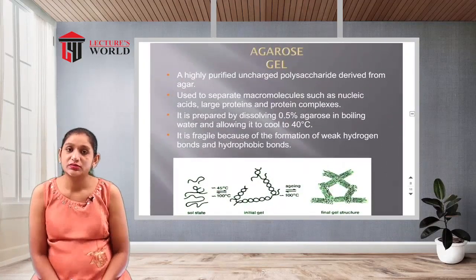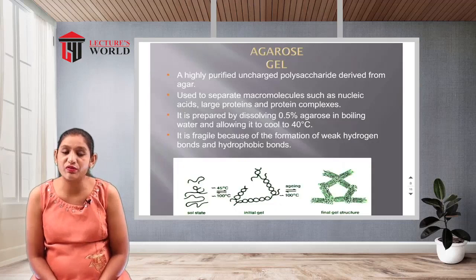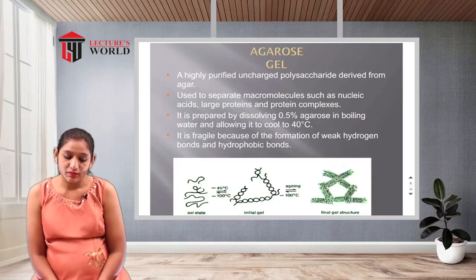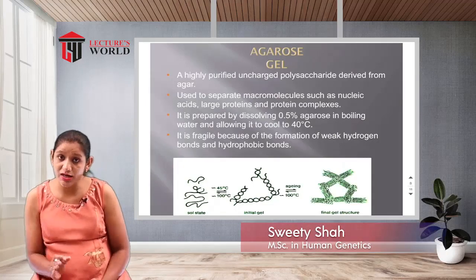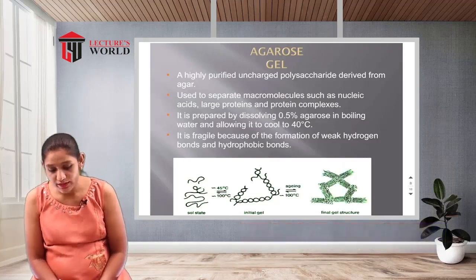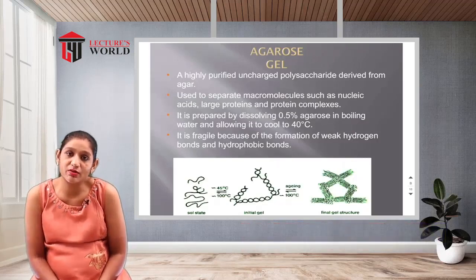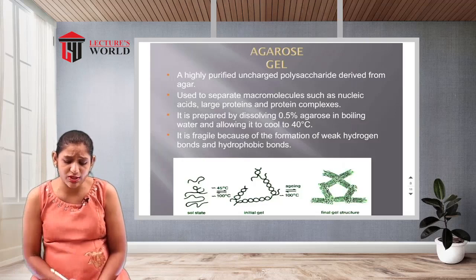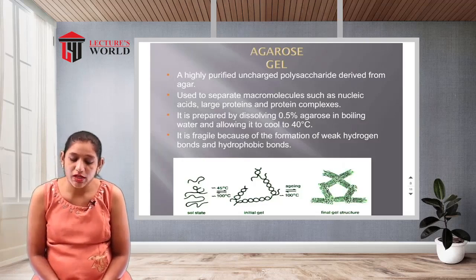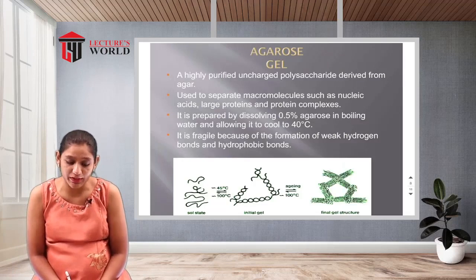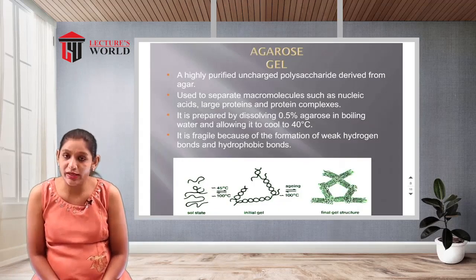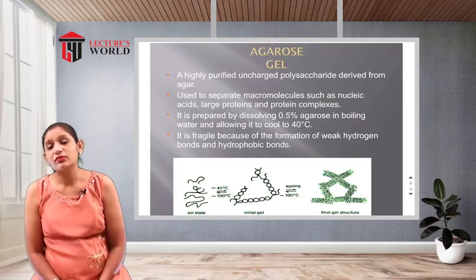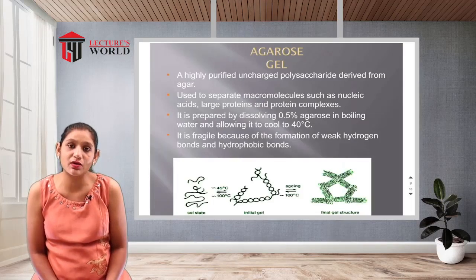Now agarose gel. Agarose gel is a highly purified, uncharged, which is neutral, polysaccharide derived from agar, which is derived from agar powder or agar algae, used to separate macromolecules such as nucleic acids, large proteins and protein complexes. These are the types of proteins which are separated by the agarose gel.